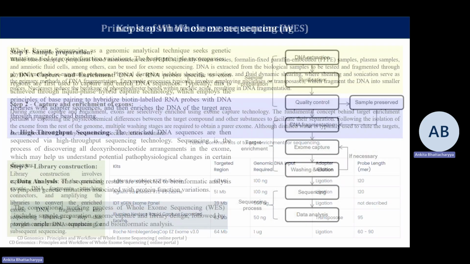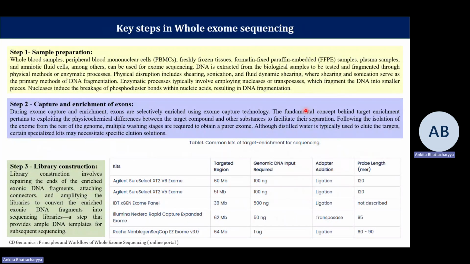Now we'll discuss these steps in a lot more detail. So first and foremost, the key steps in whole exome sequencing. First is sample preparation. So sample preparation, what kind of samples can you actually send for sequencing, or what can be used for sequencing? Again, another thing to keep in mind, usually for most companies, both options are available. Either you can ship your tissue that you want, or you can ship the biological sample that you want sequenced, or you can also send the isolated RNA or isolated DNA, whatever you are getting sequenced, to the company.